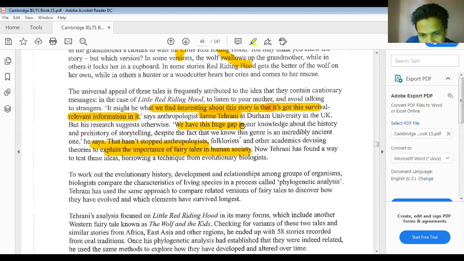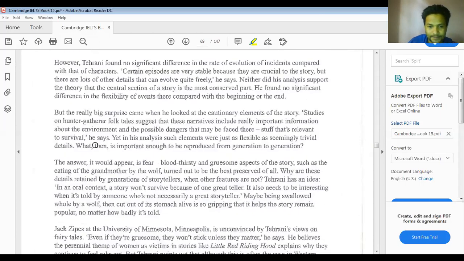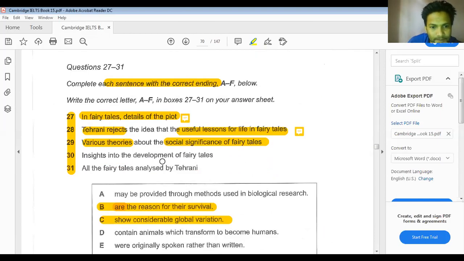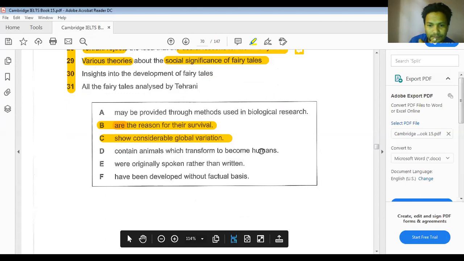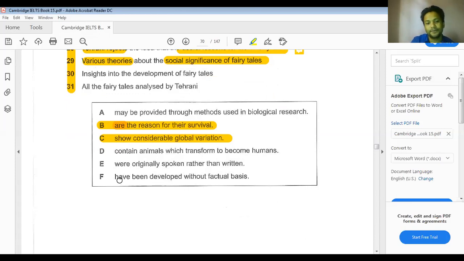Okay, we have the huge gap in our knowledge about the history and prehistory of storytelling, despite the fact that this genre is incredibly ancient. It says we have a vast gap. Let's see. Various theories about the social significance of fairy tales may be provided through methods used in biological research. No, animals which transform into human beings? No. Originally spoken rather than written, have been developed without factual basis. Yes, they have been developed without factual basis. Look here, this is the answer.